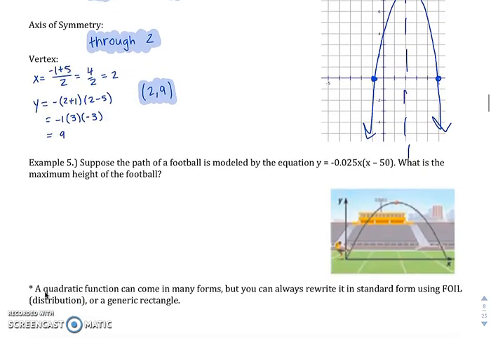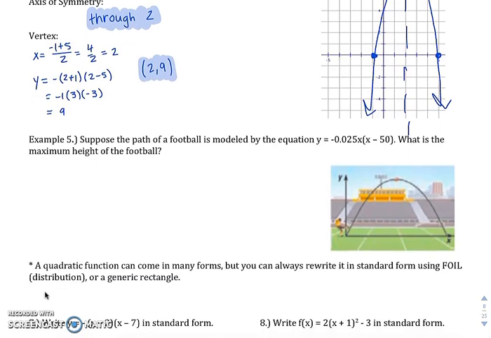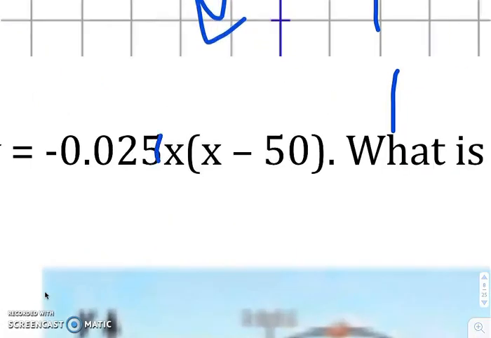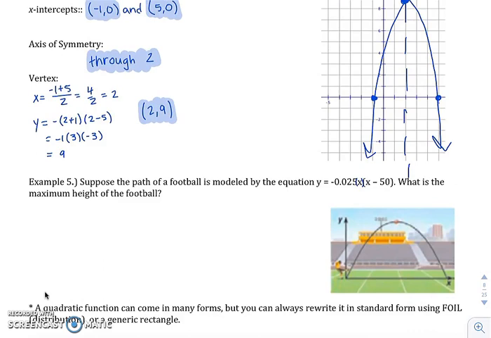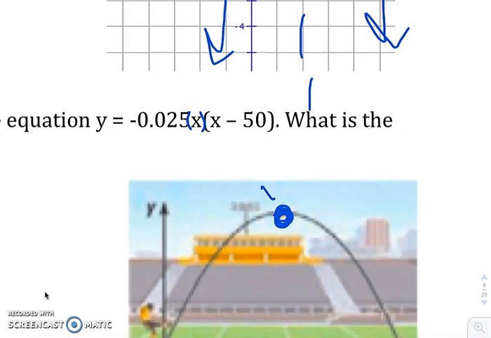For number 5, it says, suppose the path of a football is modeled by the equation -0.025x(x minus 50). Well, you might not recognize it, but it is in intercept form. If I just add an extra set of parentheses, which doesn't change anything, it's -0.025 times (x) times (x minus 50). Then you can see the 2 sets of parentheses, and then it asks what's the maximum height of the football. Maximum, minimum, it's really just the vertex.